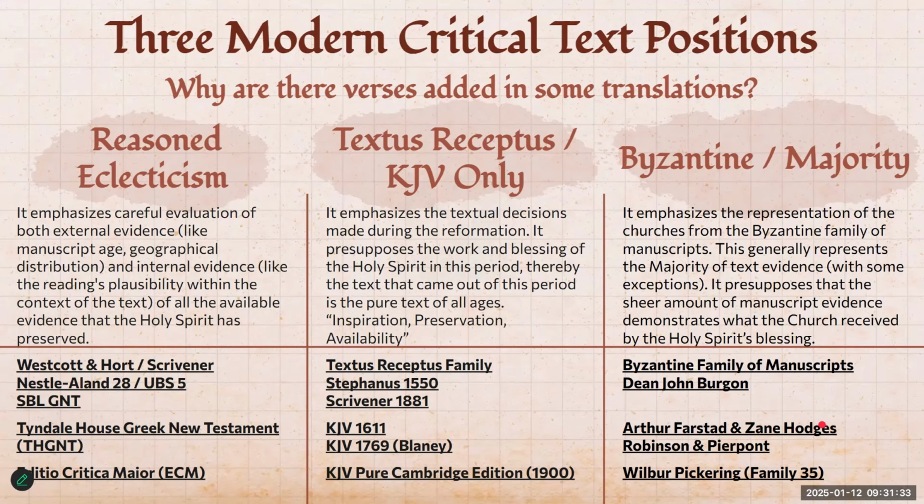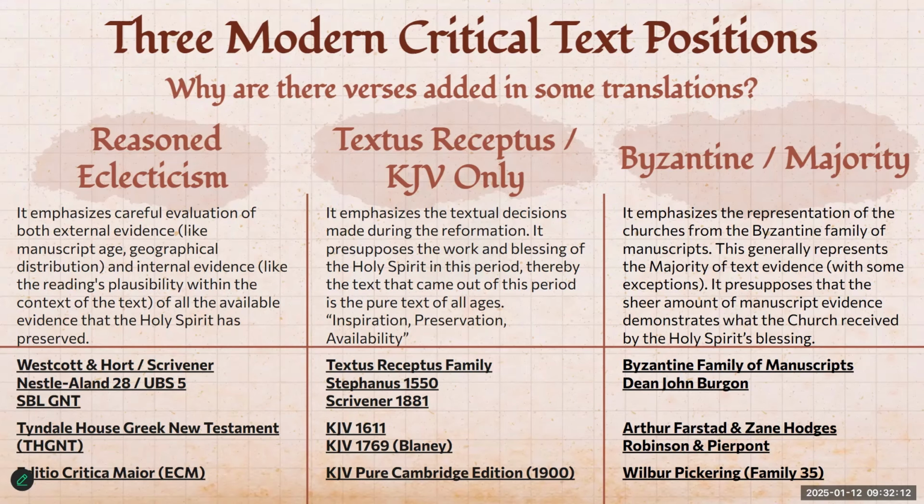One of the other issues I got pushback on was I had Dean Burgon with Scrivener over here. Scrivener agrees often with Dean Burgon, so I lumped them together, but I got pushback this week that said he doesn't always agree with Burgon, and there are times where he picks a minority reading in which it wouldn't be in the Byzantine category, and so he can't rightfully be called Byzantine. However, he also is not Textus Receptus only. He absolutely thinks the Textus Receptus has errors and needs to be updated. And so he ends up in reasoned eclecticism.